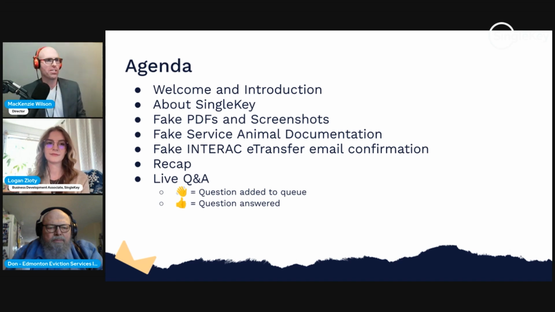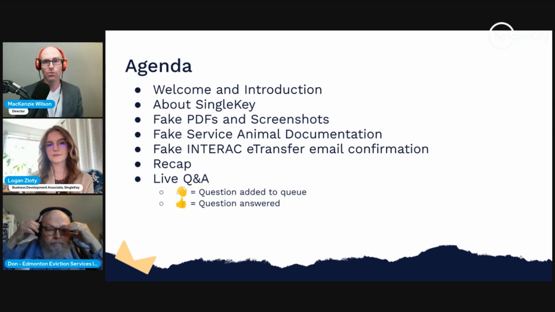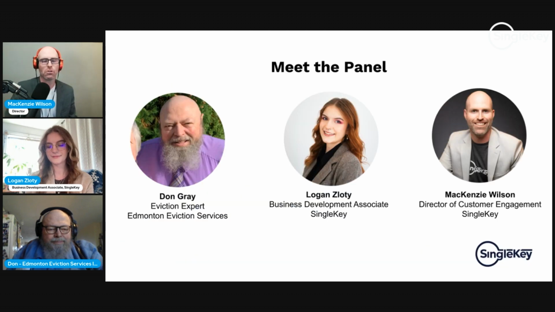So we'll do a quick agenda here. We'll do some welcomes and some introductions, talk a little bit about SingleKey, and then we're going to get right into this deep dive session, talking about fake PDFs and screenshots, fake service animal documentation, and of course, fake Interac confirmation emails. And we'll dig into what the examples look like, how to identify them, and then we'll provide you some concrete tips that you guys can use that are very easy to action to help avoid these types of fraudulent documents.